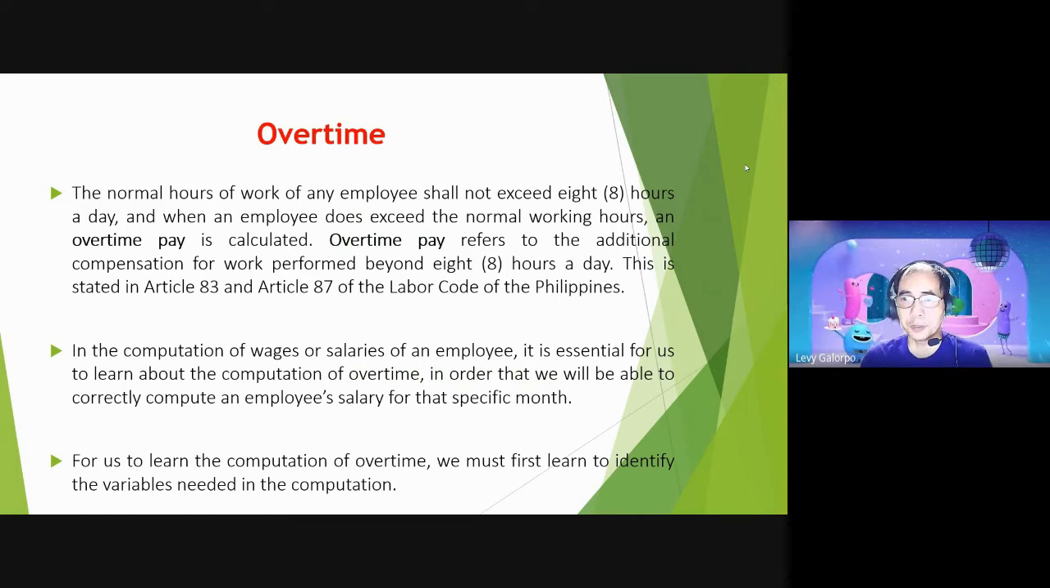Overtime pay refers to the additional compensation for work performed beyond 8 hours a day. This is stated in Article 83 and 87 of the Labor Code of the Philippines. In the computation of wages or salaries of an employee, it is essential for us to learn about the computation of overtime in order that we will be able to correctly compute an employee's salary for that specific month.